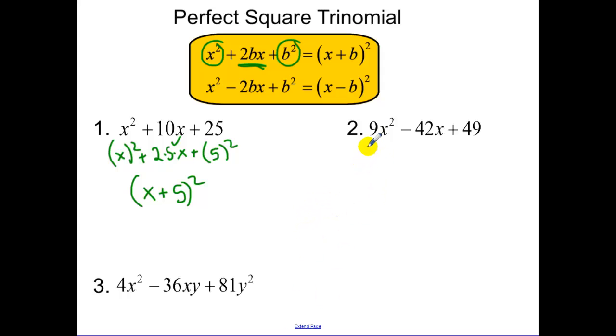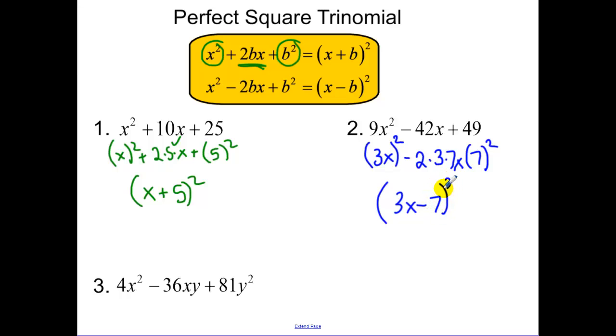Number 2. First term's a perfect square. Last term's a perfect square. Is our middle term 2 times 3 times 7x? Well, 3 times 7 is 21, times 2 is 42. So this works out to be 3x, take the same sign, minus 7 squared.